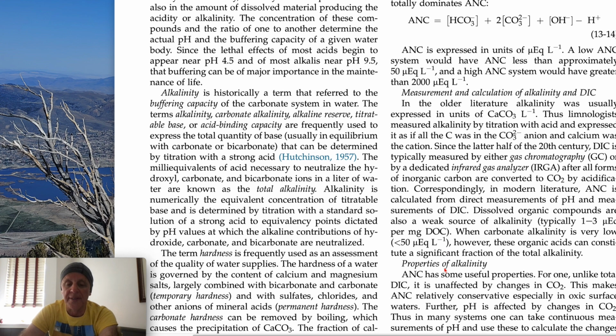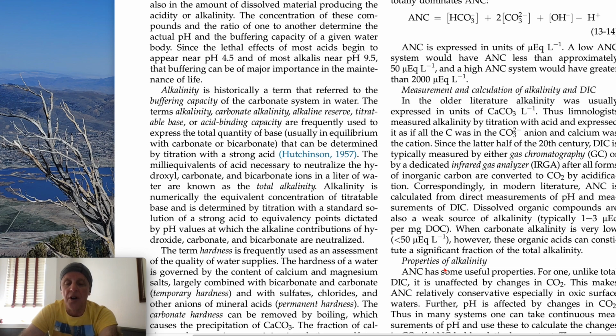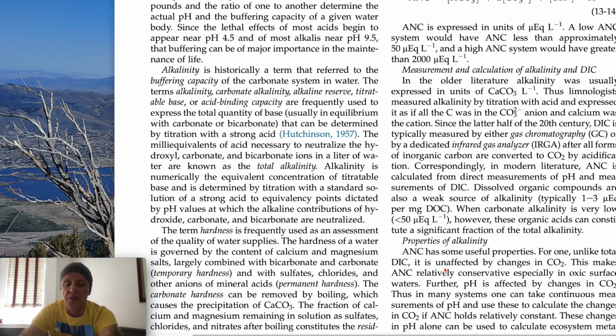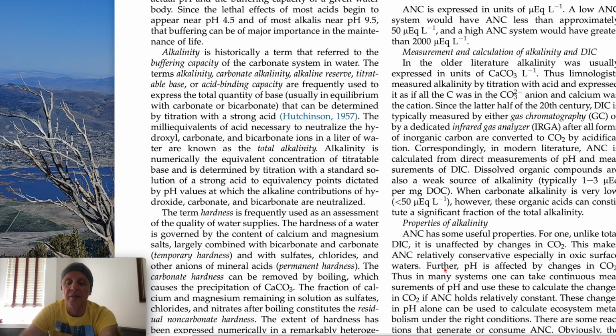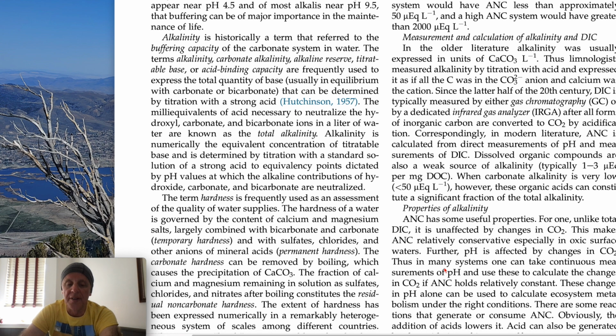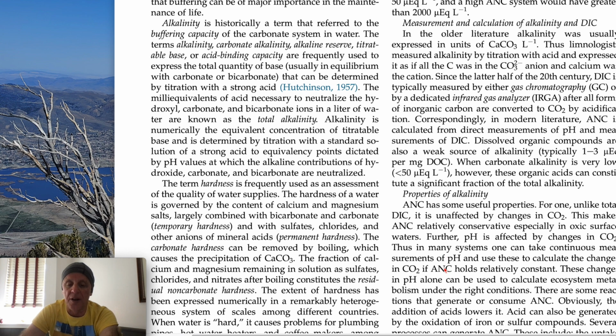The term hardness is frequently used as an assessment of the quality of water supplies. The hardness of water is governed by the content of calcium and magnesium salts, largely combined with bicarbonate and carbonate, and with sulfates, chlorides, and other anions of mineral acids. The carbonate hardness can be removed by boiling, which causes the precipitation of calcium carbonate.